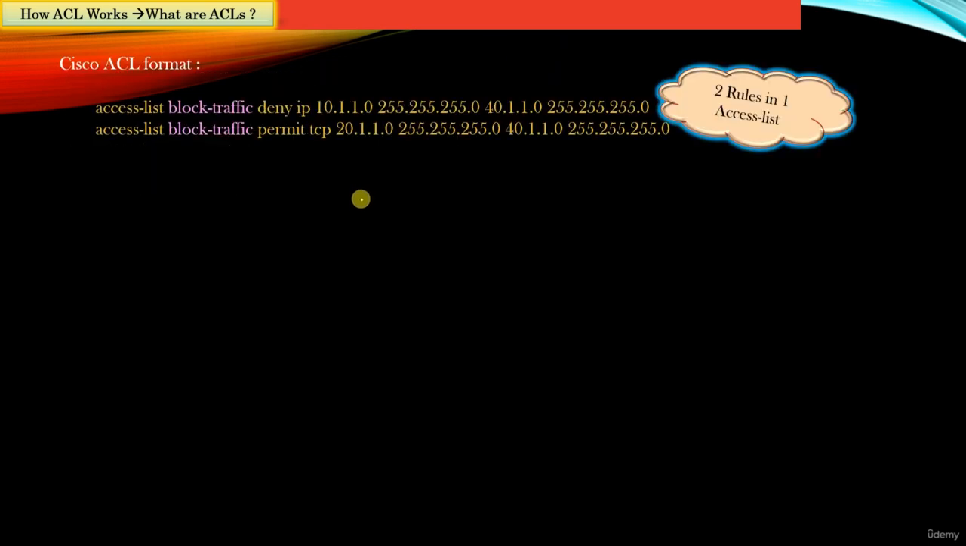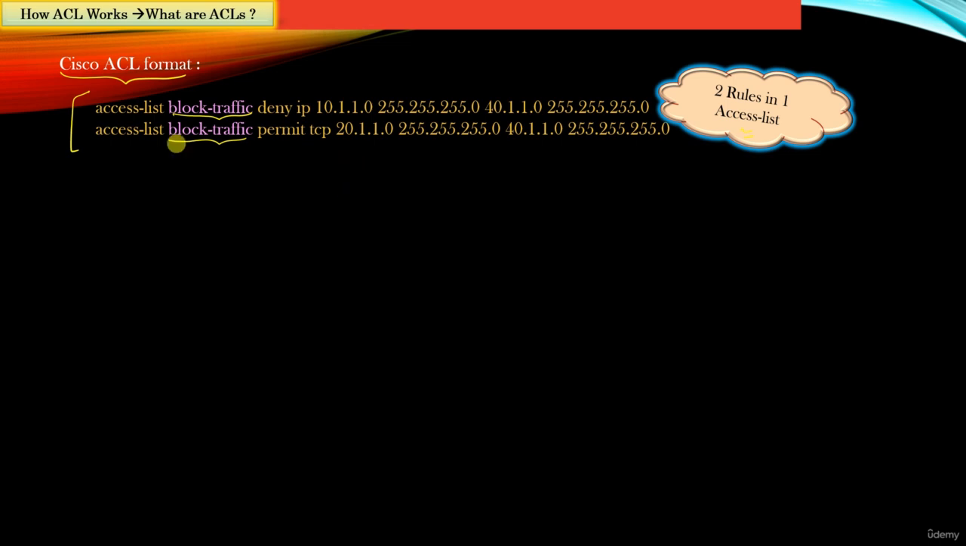Now let us discuss one real-world example of an access control list. Here is a sample configuration of an access control list, and exactly the same format is used on Cisco devices. I have shown an access control list whose name is block traffic. Note that access control lists have names. In this case, I have chosen the name block traffic. And this is one access control list with two rules in it. So remember, an access control list is a set of rules.